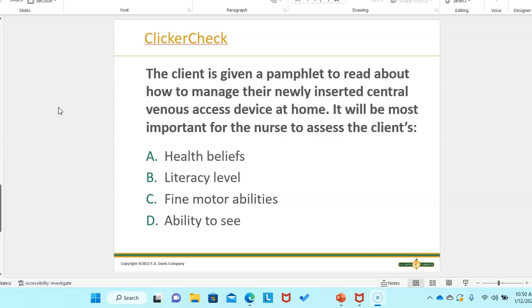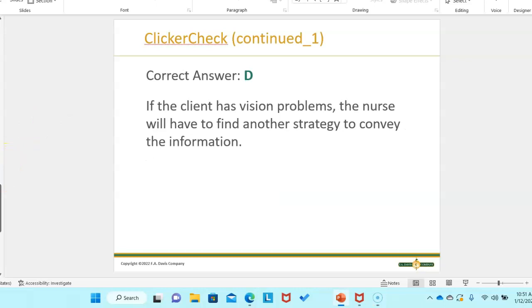All right, let's think about this for a minute. You want to go back to the first sentence where it says the client is given a pamphlet. So now that we know that we gave him a pamphlet, what do you think is most important? Well, I'm going to go with answer D. If the client has vision problems, the nurse will have to find another strategy to convey that information.